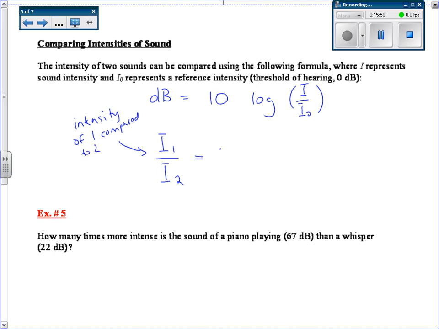And that's equal to 10 to the power of the loudness in decibels of sound 1 minus the loudness in decibels of sound 2. But we have to divide that by 10. Okay, so that's the difference. It's the same formula as the earthquake intensity, but because decibels is 10 times bels, we have to have that dividing by 10 there. And again, you'll probably want to memorize this.